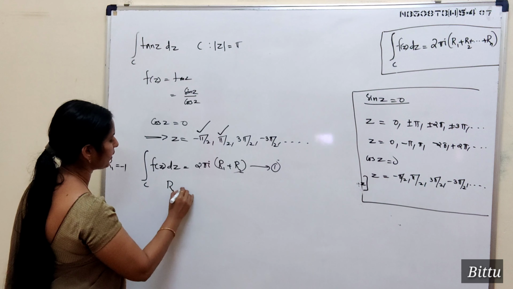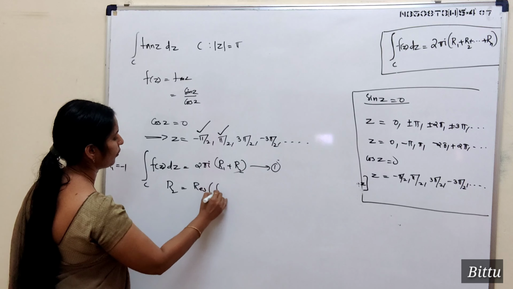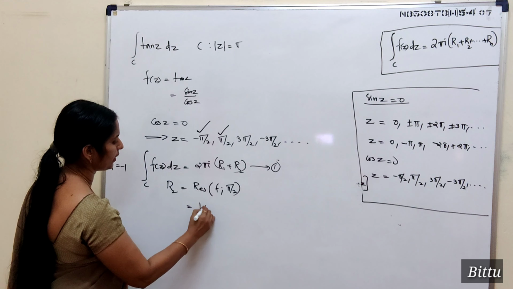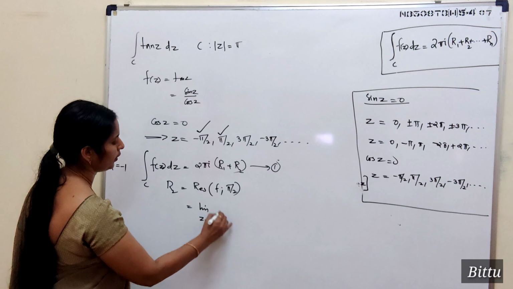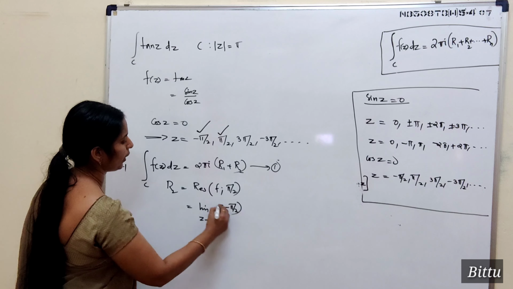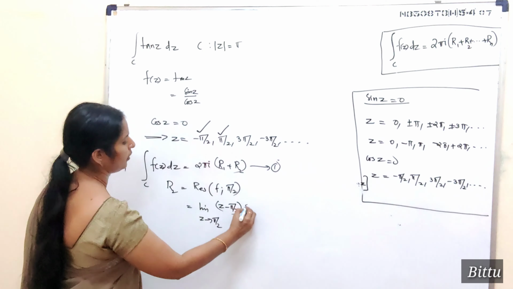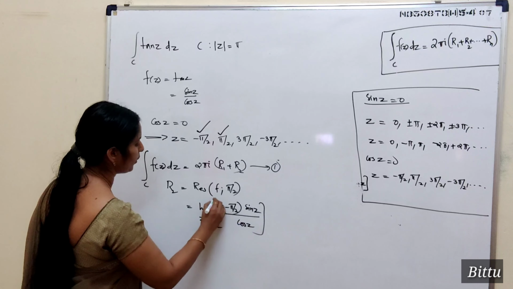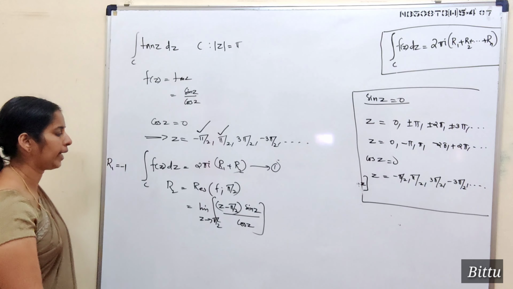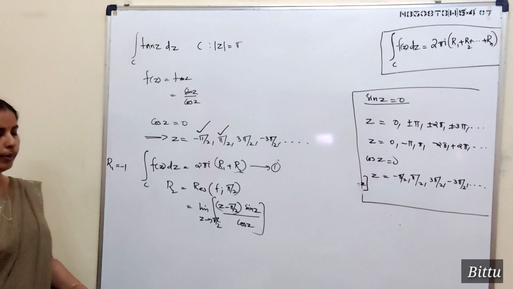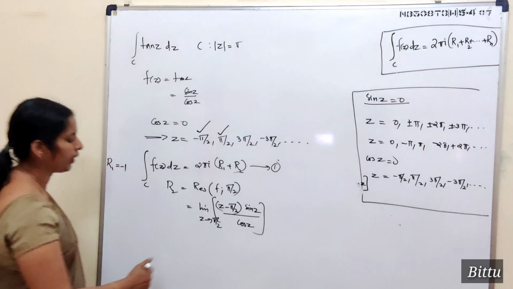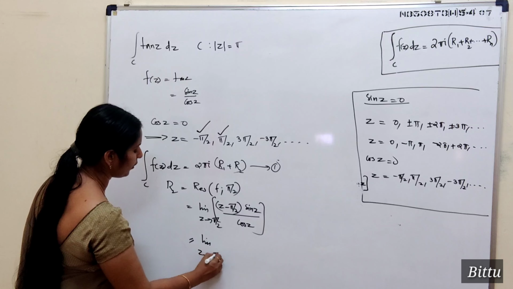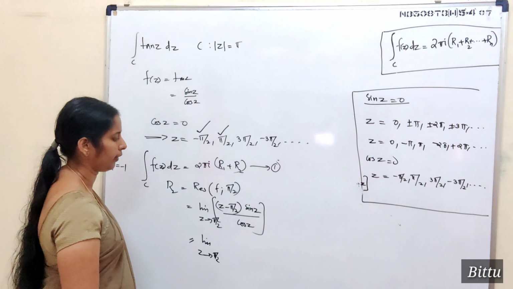Next, R2 is the residue of f at pi by 2. And it is limit z tends to pi by 2, z minus pi by 2 times f z. F z is sin z by cos z. Here also you have to apply L'Hospital's rule since there is no cancellation of z minus pi by 2. So, for applying L'Hospital's rule, you have to take the derivative of the numerator and denominator separately.